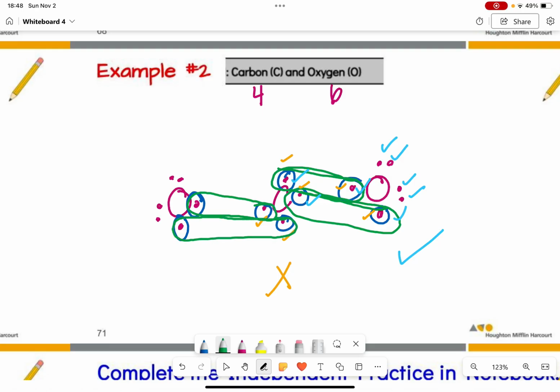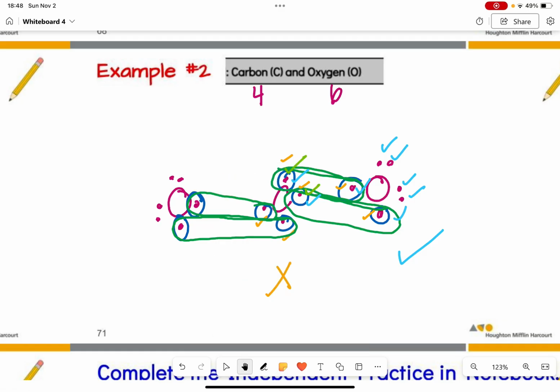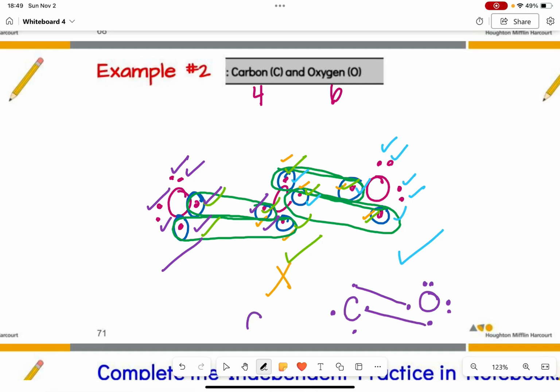And then I have nothing else to pair, but I do still want to make sure that it met the octet rule. So I'm going to count again. I'm going to use bright green this time. So carbon has 1, 2, 3, 4, 5, 6, 7, 8. Carbon is good. And then oxygen has 1, 2, 3, 4, 5, 6, 7, 8. So oxygen is good. And so what this looks like would be like that.